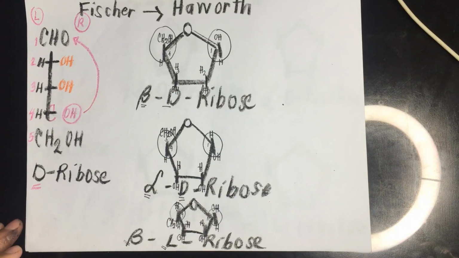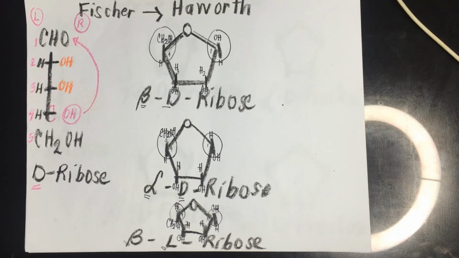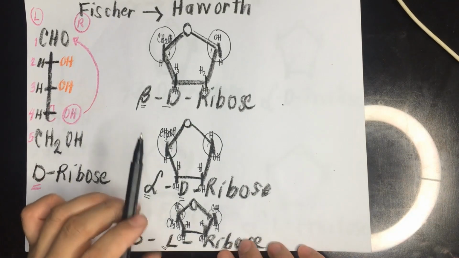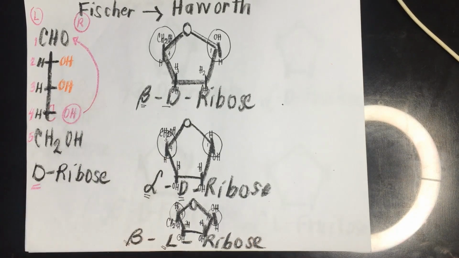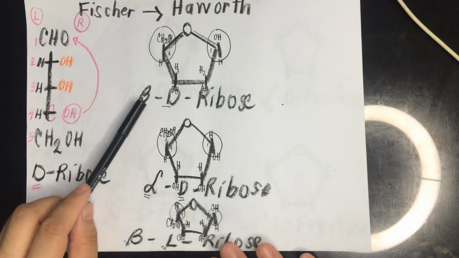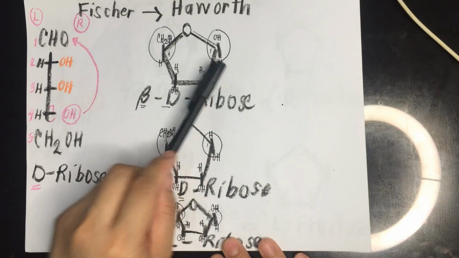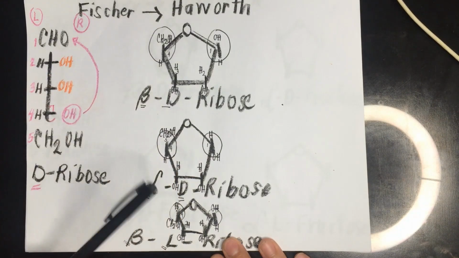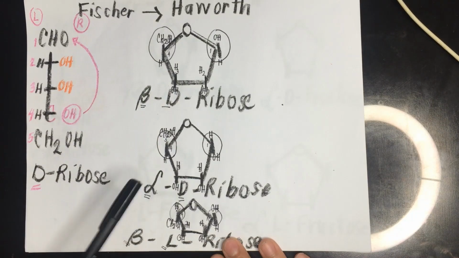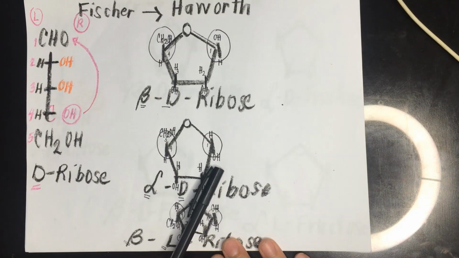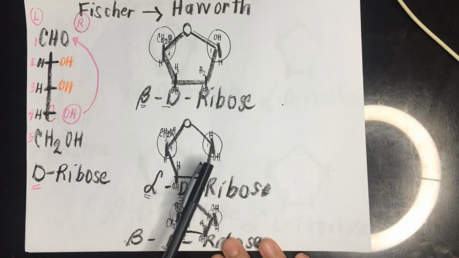So this is now the Fisher to Haworth projection for our ribose. If it is in beta configuration, then it means we are going to locate carbon number 1 and put our hydroxyl group on top. If it is in alpha configuration, we are going to locate our carbon number 1 and put the hydroxyl group below.